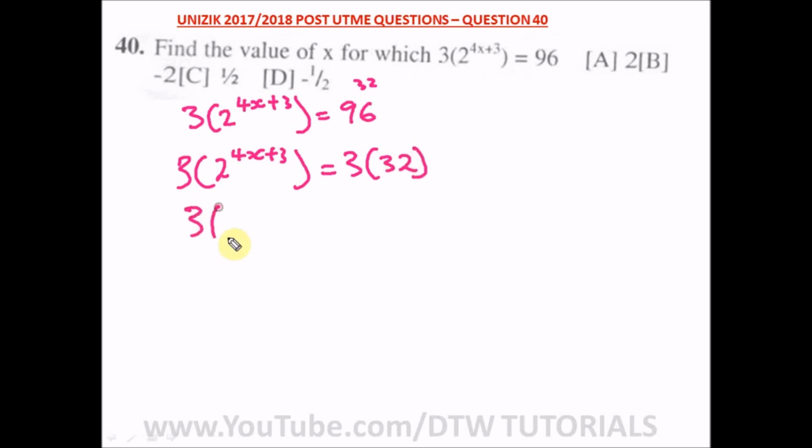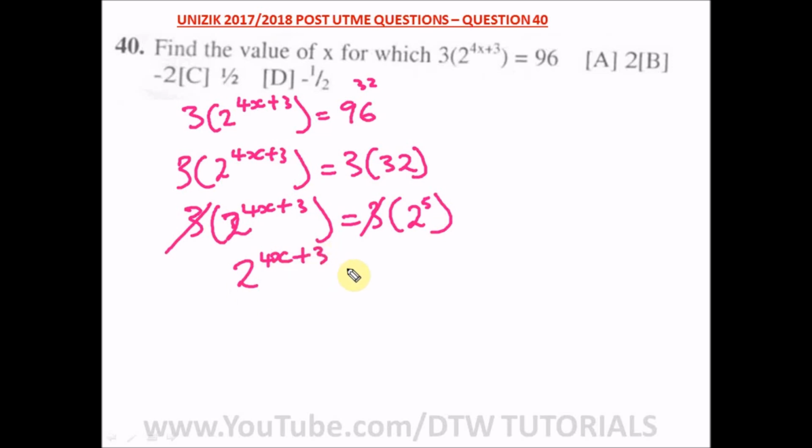So let's write this down here. We have 3 bracket 2 raised to the power 4x plus 3 equal to 3 bracket 2 raised to the power 5. So here the 3 can cancel out, and we're left with 2 raised to the power 4x plus 3 equal to 2 raised to the power 5. All we need to do is equate the indices, where this 2 will cancel out and we have 4x plus 3 is equal to 5.